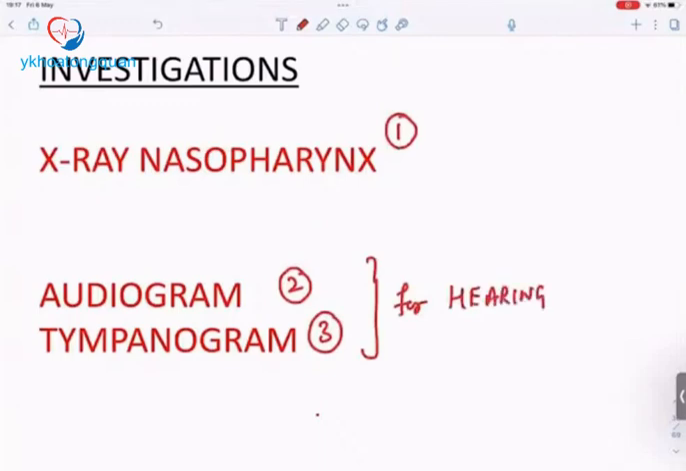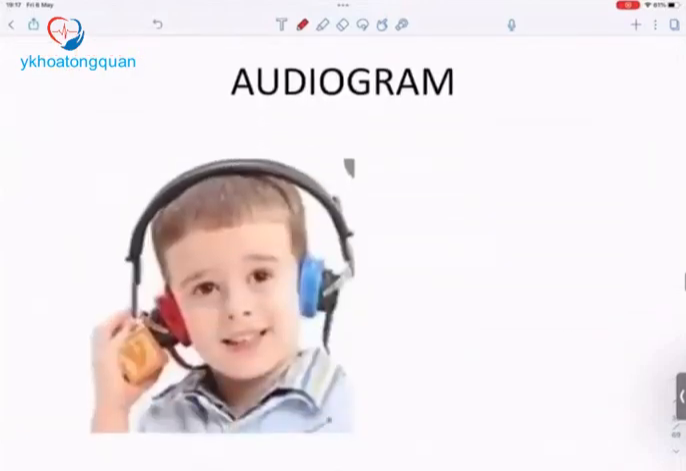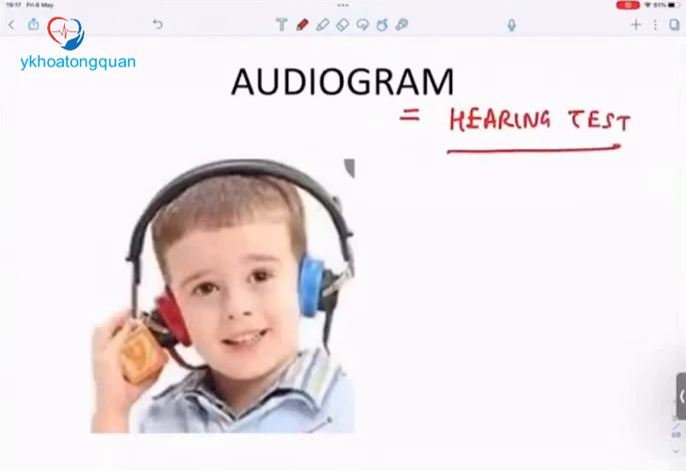Number one is audiogram. Now, audiogram, yes, please continue. Audiogram is a hearing test. The basic test of hearing, which every patient with a hearing problem undergoes, is called audiogram or audiometry.